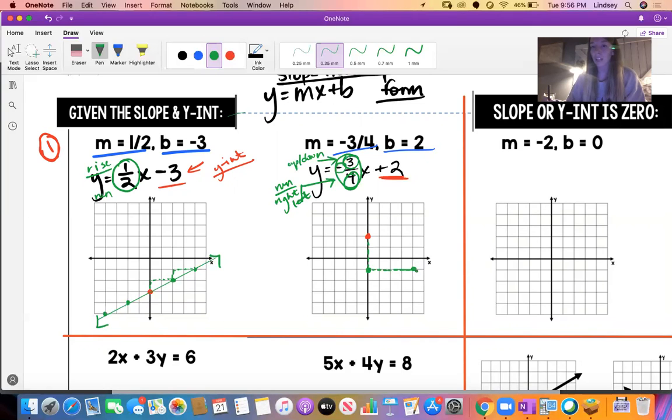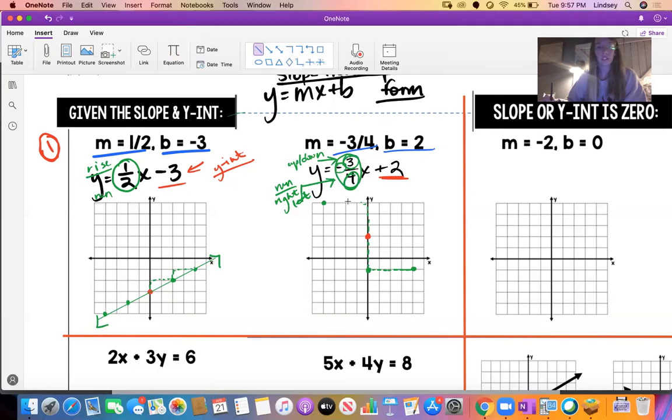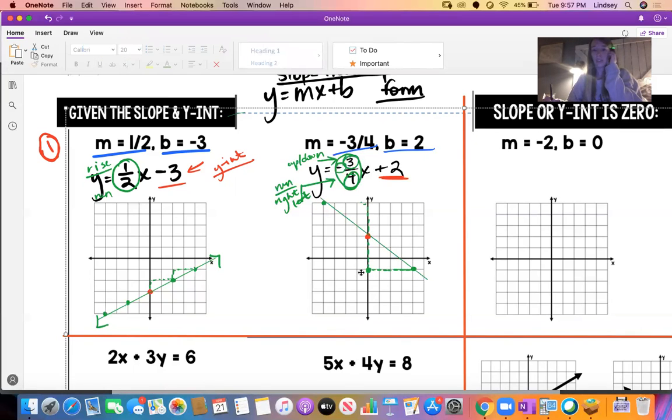Like I was saying in that last one, if we did that again, we would run out of graph. So if you want the most accurate line, you could go the opposite way. We could go up 3, and this time we wouldn't go to the right 4, because that would not form a line. This time we go to the left 1, 2, 3, 4. Then you just take a line and go through all of those points. Okay, so that is how you do it if you're given the slope and the y-intercept.